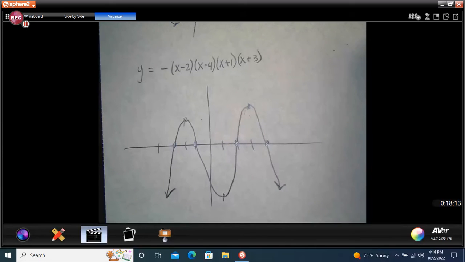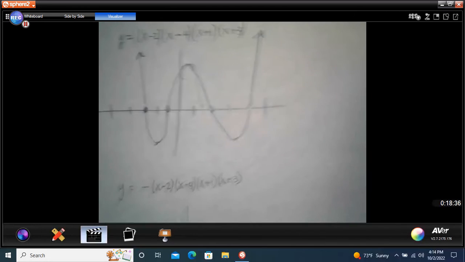For this one, it's an even degree function. A 6th degree would be an even degree function. It would behave like this. An 8th degree, a 10th degree, and so on.